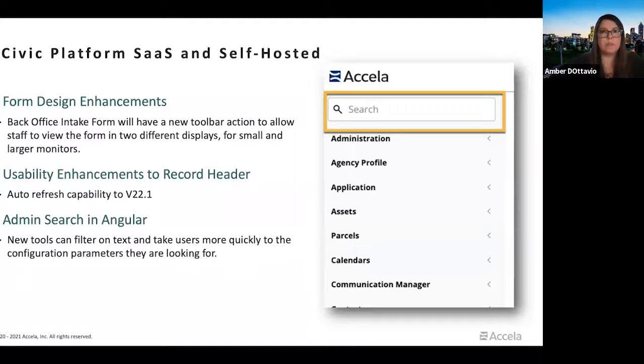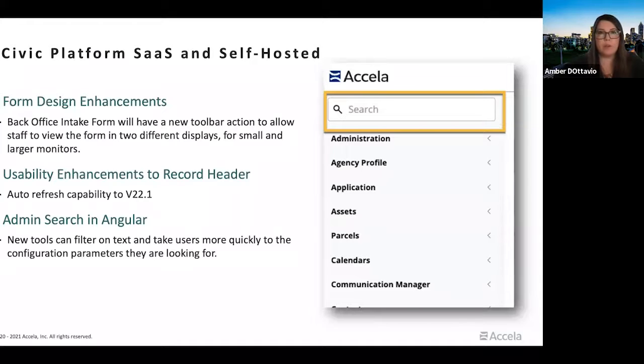The header displays whenever you're focused on a specific permit or license record. And with this release, whenever a user makes a change on the permit, even though you're still on the same page, the header is going to automatically refresh behind the scenes so that the user is always looking at the latest information without needing to refresh or navigate away.